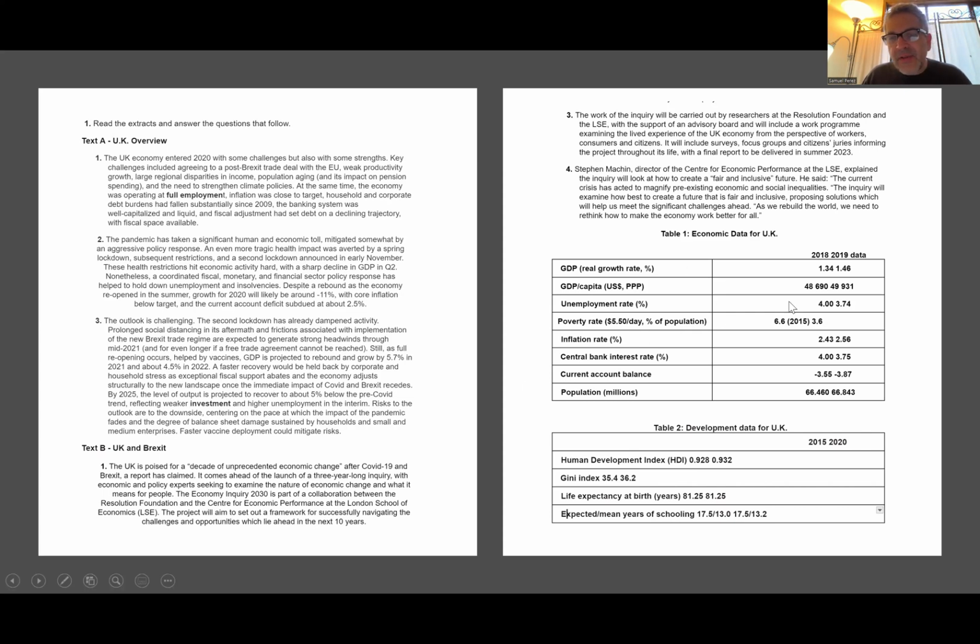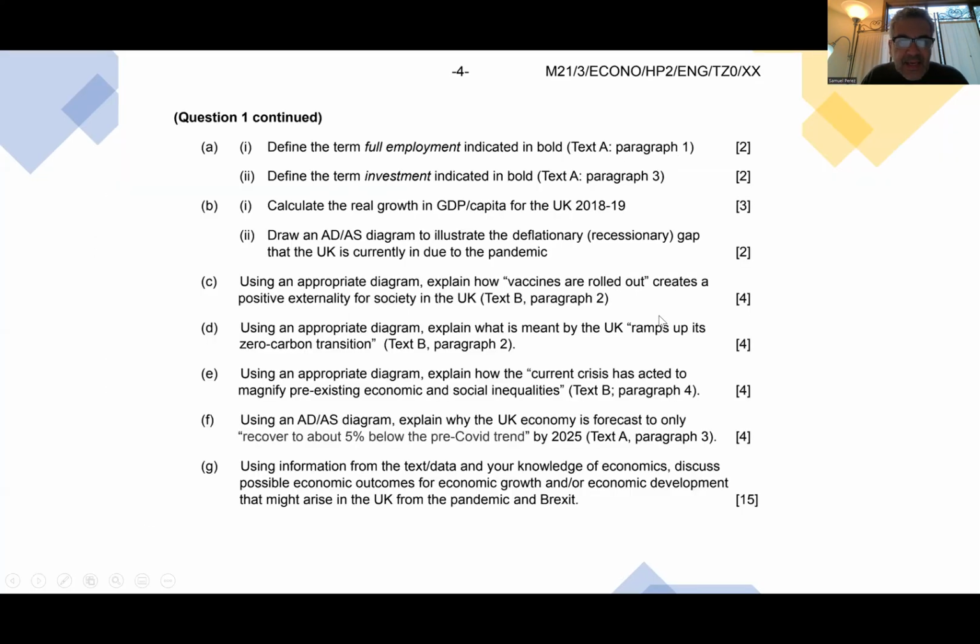And then you will always receive some data, so you will have some figures here. Usually what I have seen in the past is that the figures are more related with development and growth. They may be about GDP growth, the real GDP, unemployment, like the one that we see here. So this is more or less what you will expect. And then you will have this set of questions.